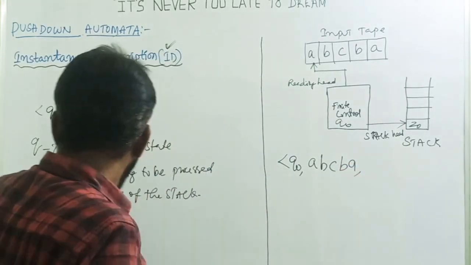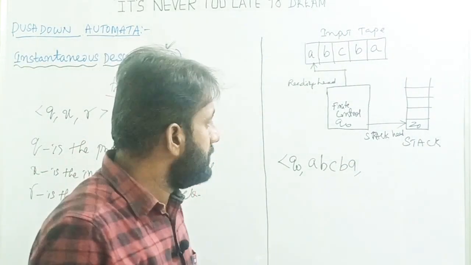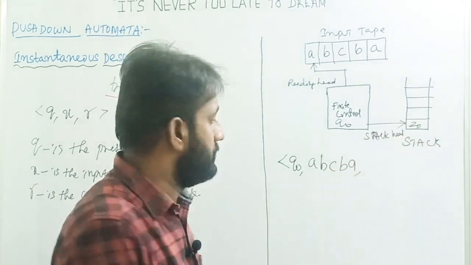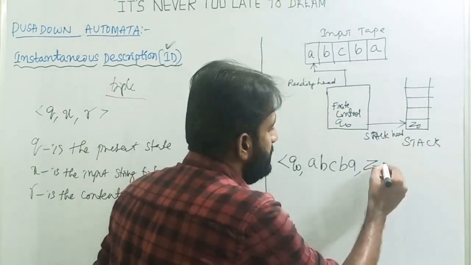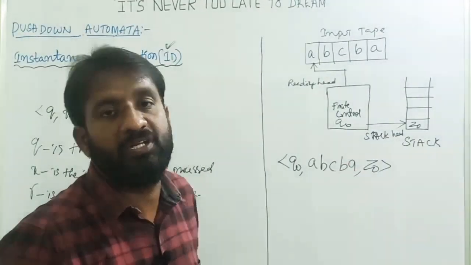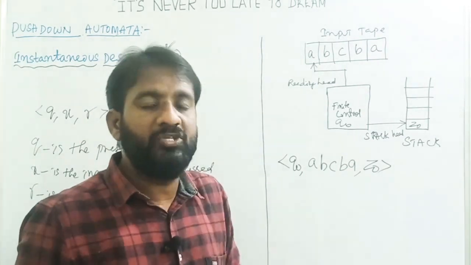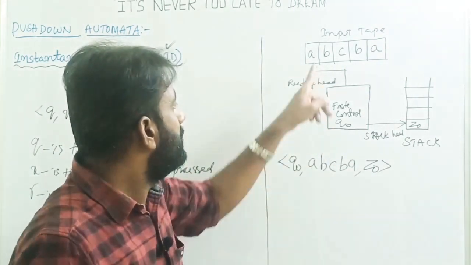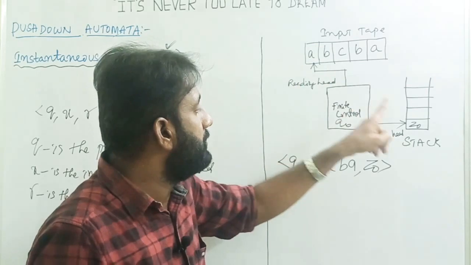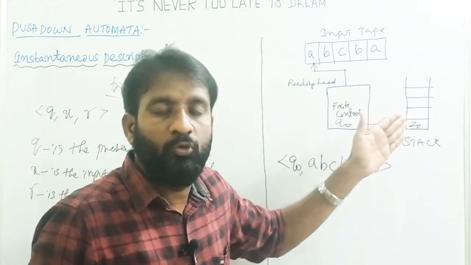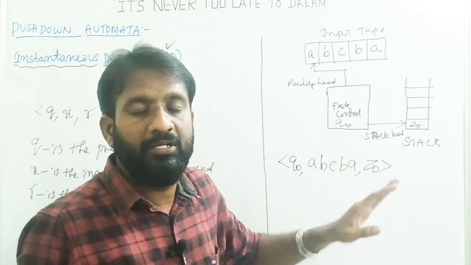Then gamma is the content of the stack. The content of the stack is only Z0, so here we write Z0. So presently this is the configuration of the pushdown automata. Okay, let's assume that there is some transition: in Q0 with input A and top of the stack Z0, I am going to push A onto the stack and remain in the same state.